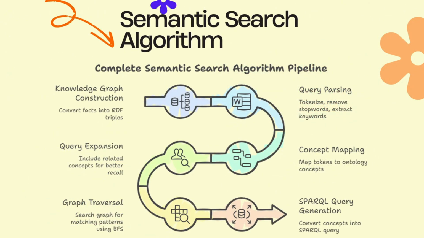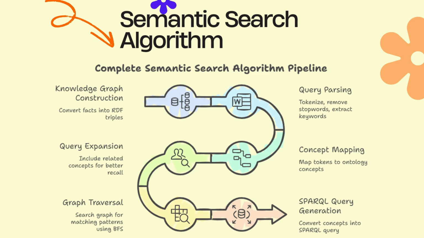Now let's put everything together and see what actually happens when someone types a query into a semantic search engine. This is the full pipeline from the moment you hit search to the moment results appear. So stage 1 is knowledge graph construction. Before any search can happen, the system needs its data. So in this stage, real world facts are converted into RDF triples and stored in a knowledge graph. This is done in advance, which is the foundation of the whole system it runs on.